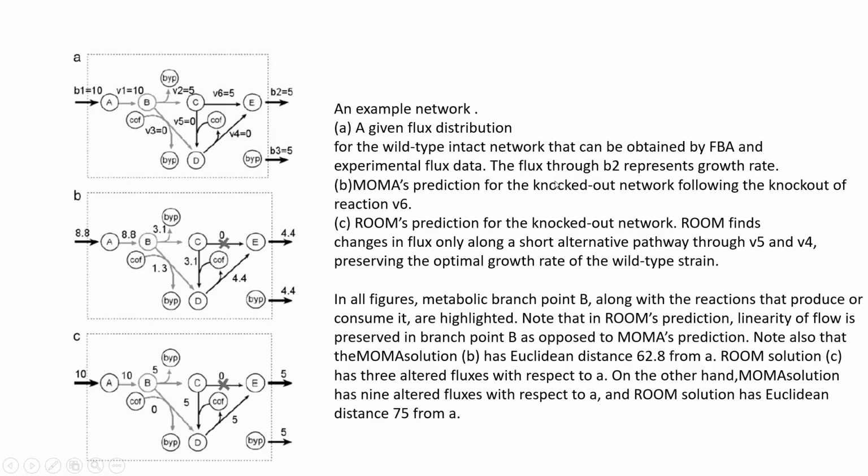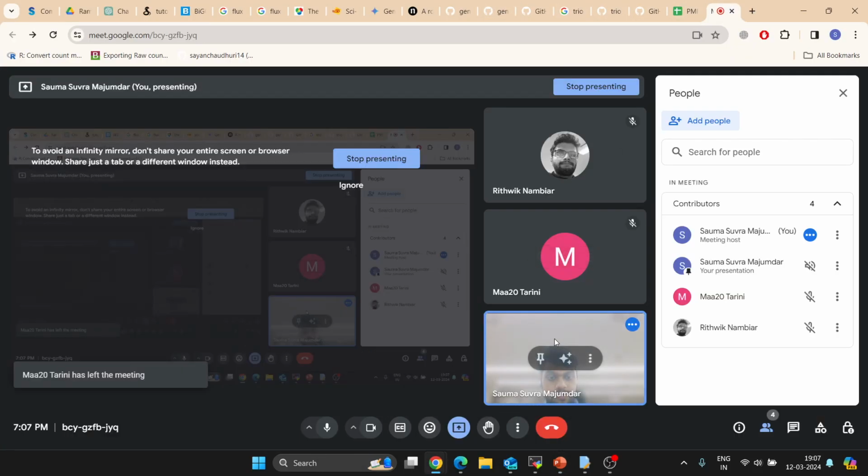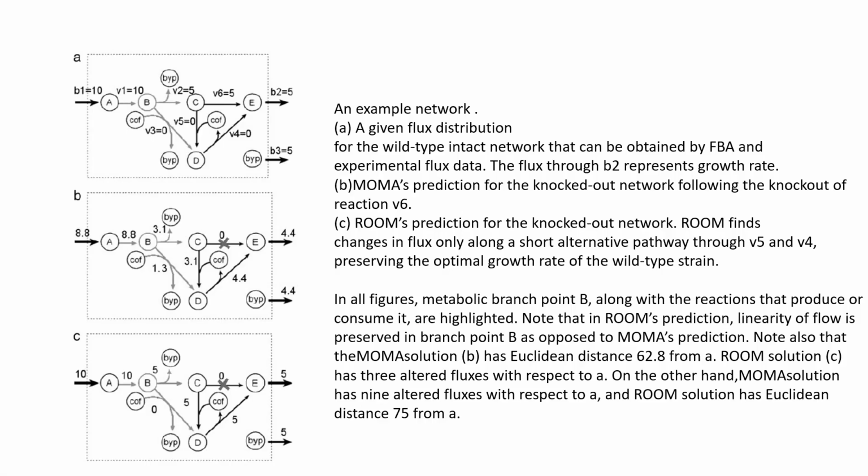MOMA prediction for the knocked out network following the knockout of V6. So this sixth reaction here, converting C from E, is deleted. After deletion, this is the MOMA prediction. Just remember B2 is the growth rate. So B2 is basically 4.4, B3 is 4.4, and this is 8.8. Now this is MOMA prediction.